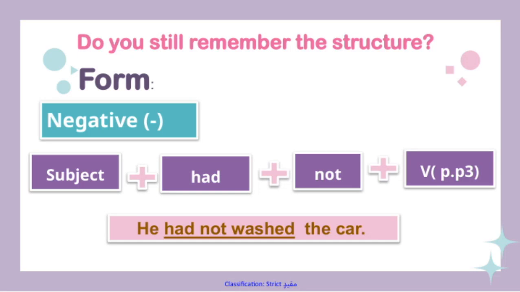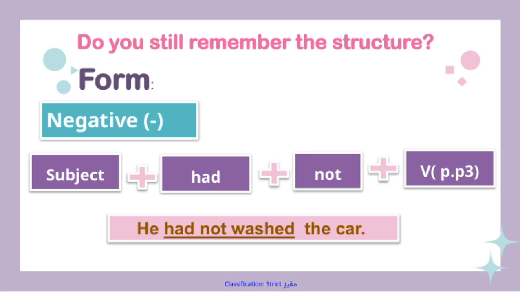All right, now let's look at how we form the negative in the past perfect tense. The key point here is the word not. When we want to make a sentence negative, we simply add not after had. So, for example, instead of saying, he had washed the car, we say, he had not washed the car. Notice how not is placed after had to create the negative form. This is a common structure in English for expressing actions that did not happen before a certain point in the past. And remember, the verb that follows had is always in the past participle form.